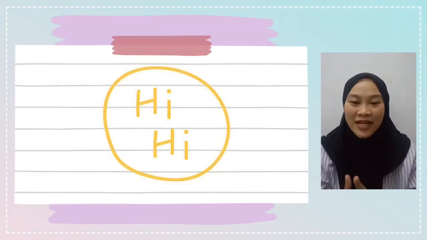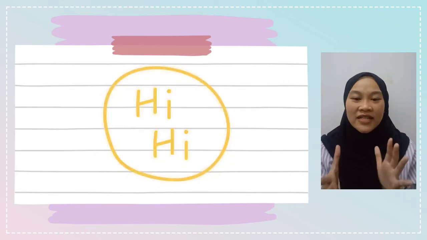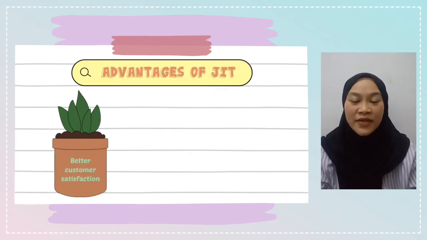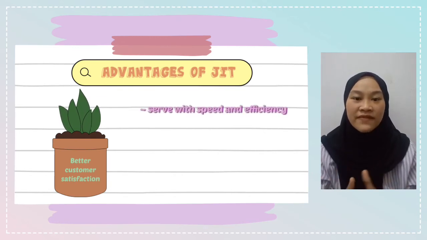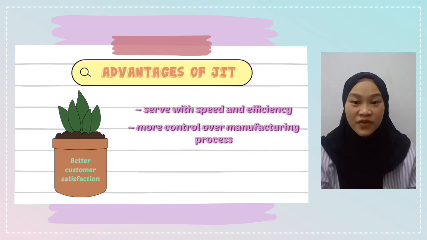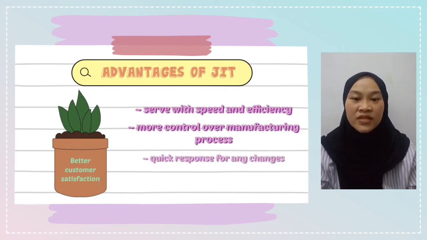Now we move to the last part of the chapter, which is the advantages and the disadvantages of the JIT system. The first advantage is better customer satisfaction. By using the JIT system, the company can increase customer satisfaction as they are able to serve them with speed and efficiency. Companies have more control over the manufacturing process, which makes it easier to issue a quick response when the customer requests a change.